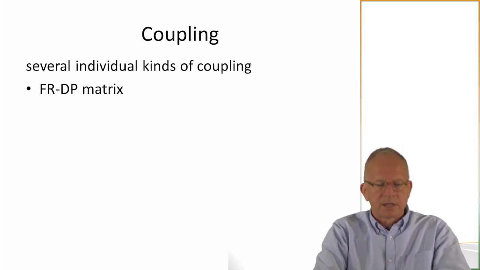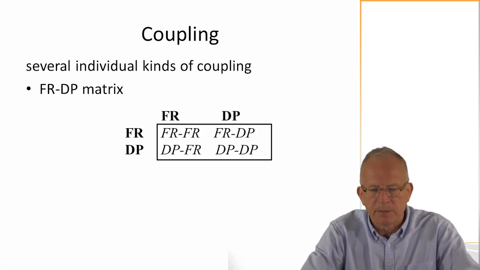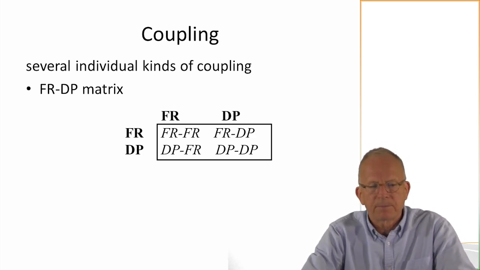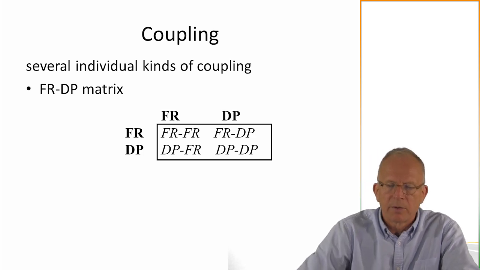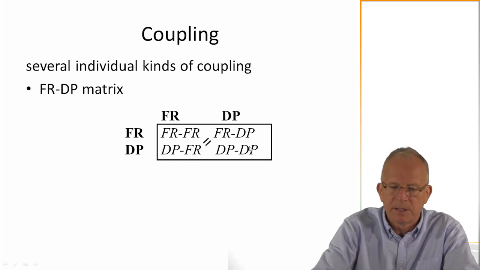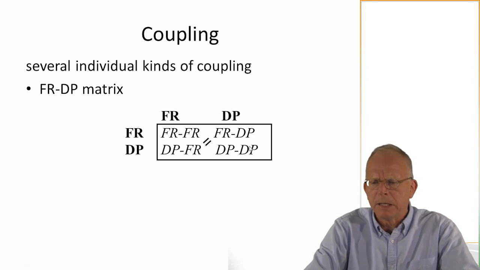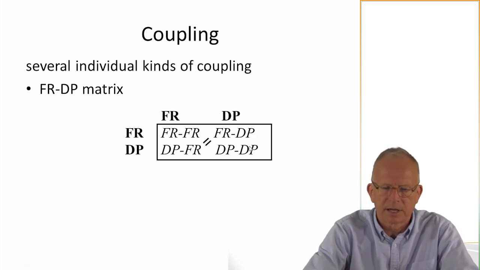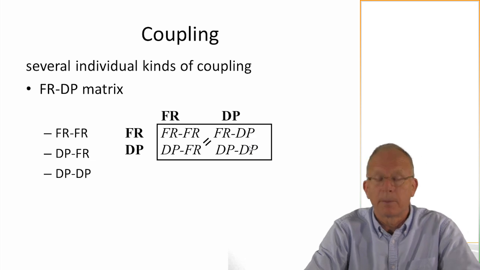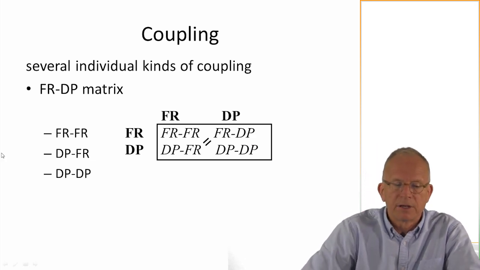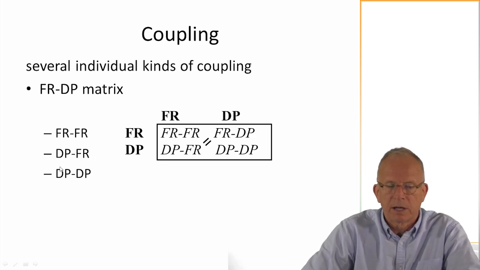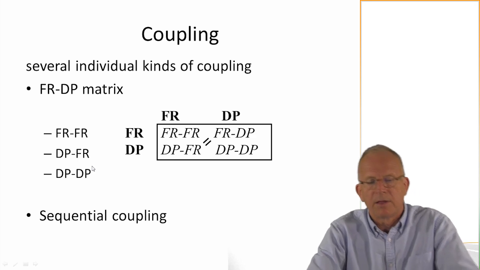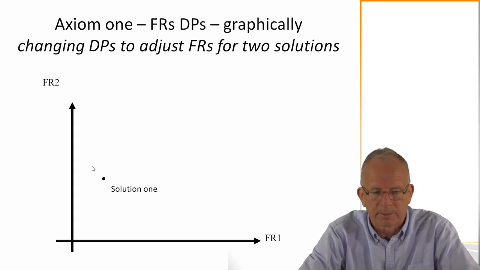Conventionally we look at the FR-DP matrix, and then we can make up a special kind of matrix here and say, all right, we've got FR-FR coupling. We could have FR-DP coupling and DP-DP coupling. Since FR-DP and DP-FR coupling are essentially the same, this gives us three kinds of coupling that we might want to look at. Now, DP-FR is the one that we've been looking at mostly so far. And then another kind called sequential coupling.